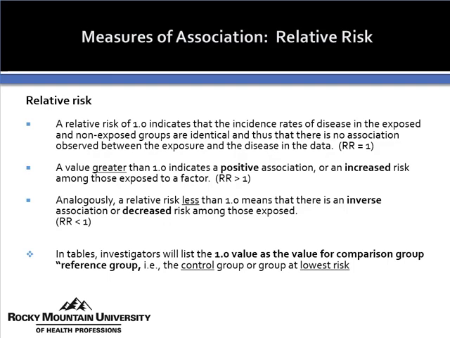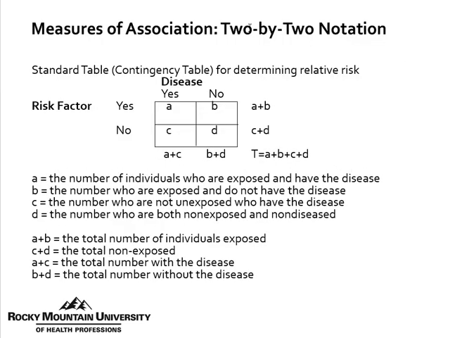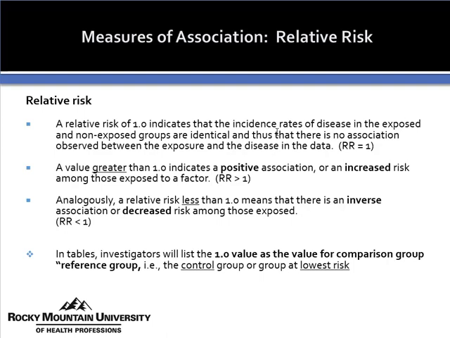The key here, and to go back a few slides, whatever you put as the risk factor across the top here, that is the risk, what you're hypothesizing as what will increase the risk for somebody. So let's say you got a relative risk that was less than 1.0. This is an inverse association or a decreased risk.